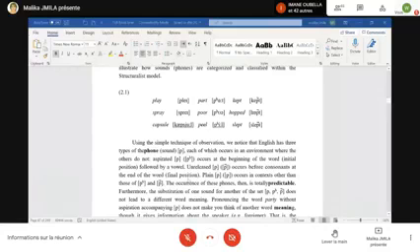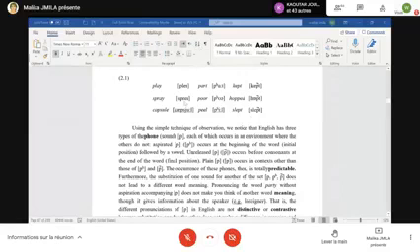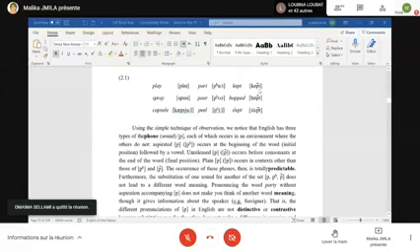The occurrence of these phones then is totally predictable. You can predict its occurrence. When do we have aspirated p? We find it in initial position followed by a vowel, and unreleased in final position followed by a consonant stop. And plain p occurs in all contexts other than these.